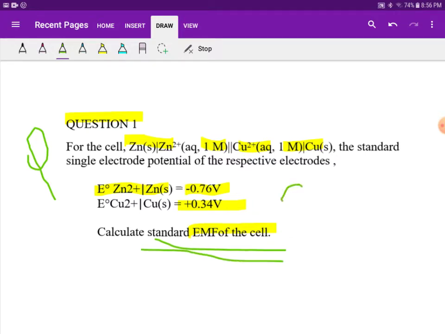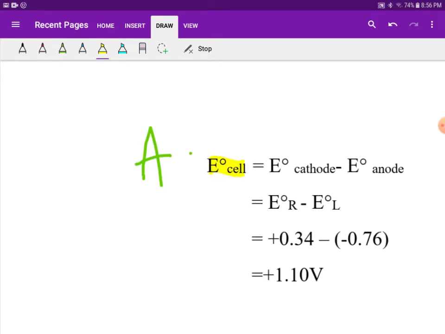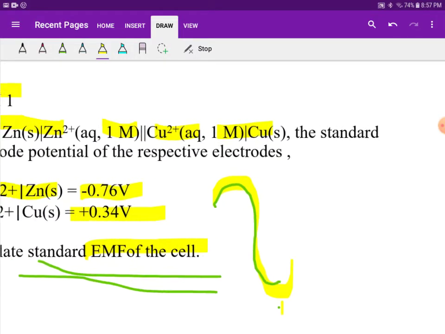That's very simple. Only one step is there. Then I will explain it. Please listen, please look into it. The equation is E0 cell is equal to E0 cathode minus E0 anode, or E0 right minus E0 left. That is equal to plus 0.34, that is E0 cathode, minus minus 0.76, that is E0 anode. The answer is plus 1.10 volt. Always the EMF of the cell is a positive quantity.